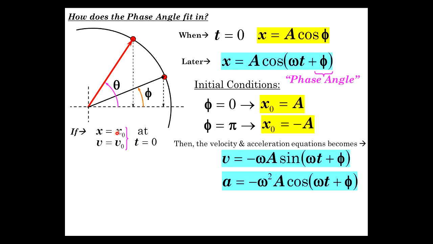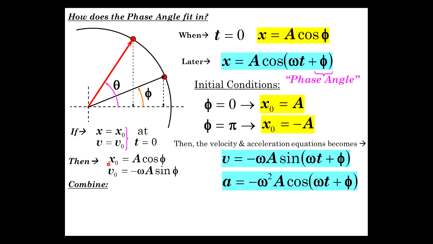Now, if x is x0 and v is equal to v0 at t equal to 0, which is logical, right? At time t equal to 0, the position and velocity are their initial values. Then we have x0 is equal to A cosine of phi. The omega t is gone, so it's just A cosine of phi. Likewise, v0 is minus omega A sine of phi. Again, this is 0, so it's minus omega A sine of phi.